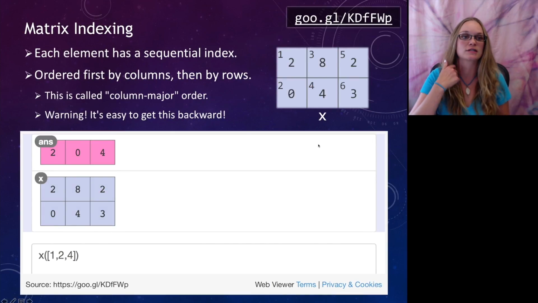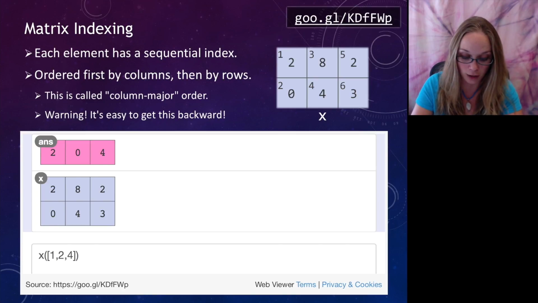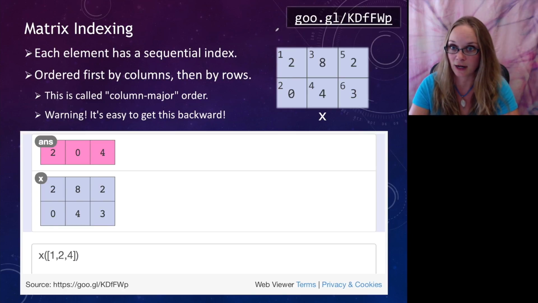Going on to matrix indexing. In a matrix, each of the elements has a sequential index, and it goes by column first. Now this is really easy to forget. I do it all the time, so try not to be me.